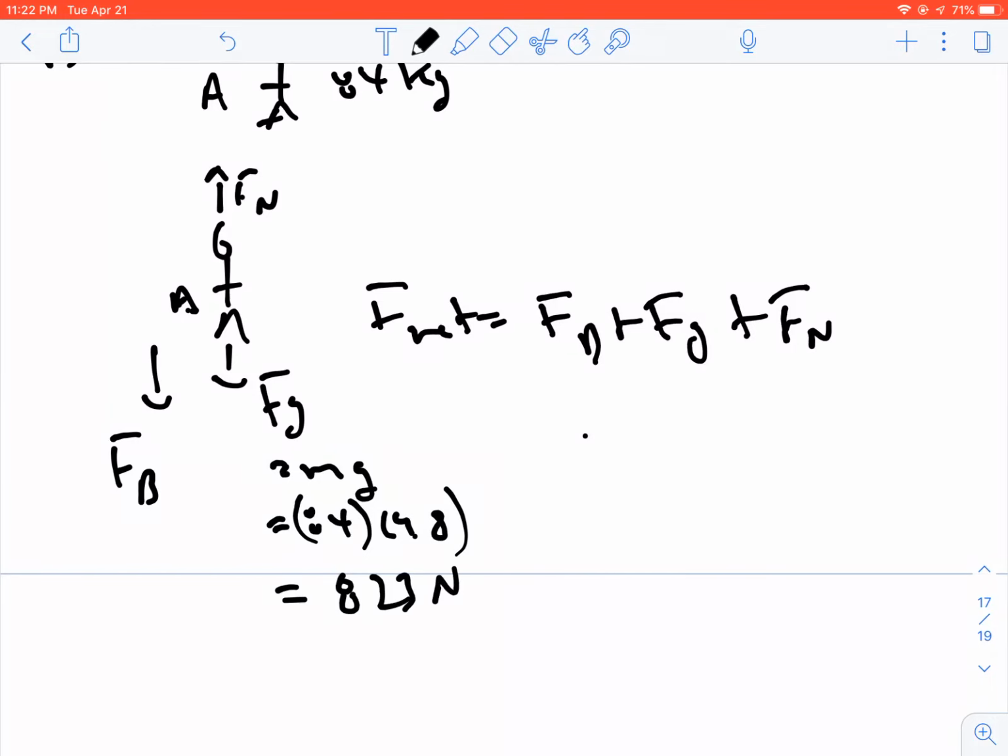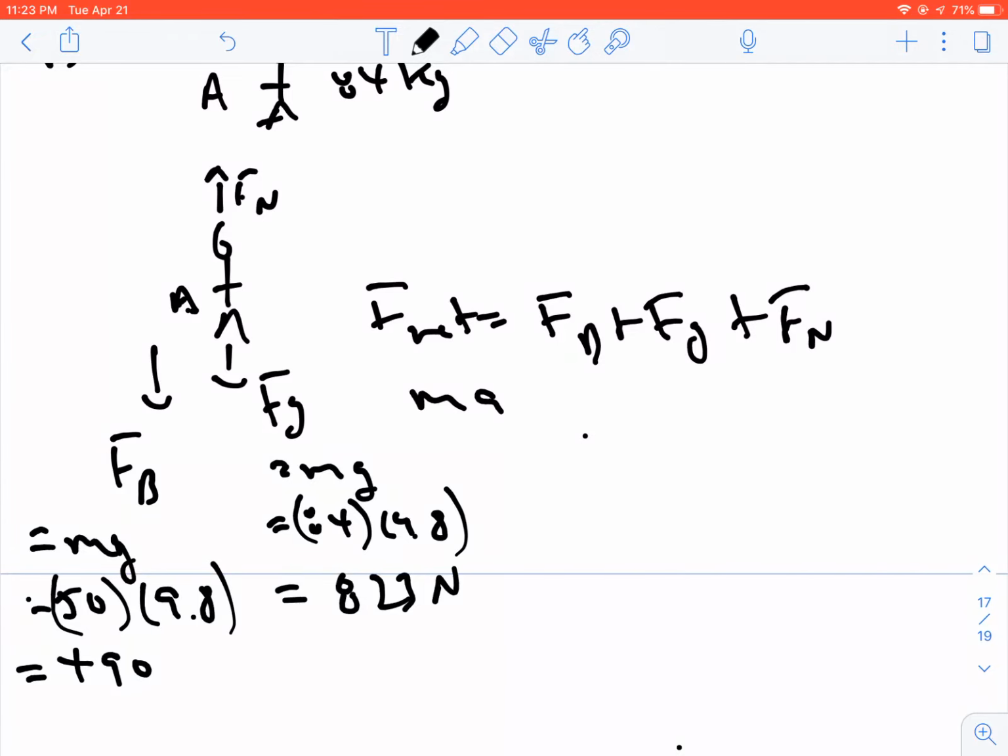I know that person B is pushing on me because of their gravity, the mg for person B. And I know person B was 50 kilograms times the 9.8, and I'm going to get a gravitational force for person B pushing down on me with 490 newtons. Okay, and that's all I know right now. Except I also know that F net equals ma, and I know that the acceleration is 0. This person is standing there. So this is going to be equal to 0 because the acceleration is 0.